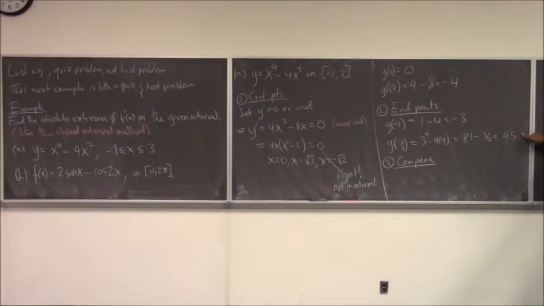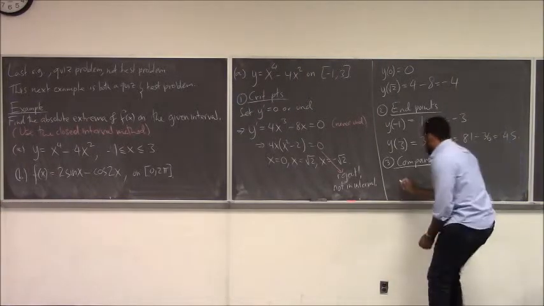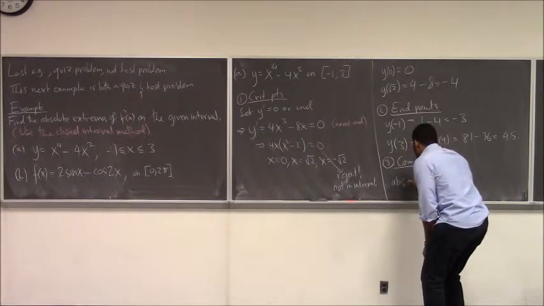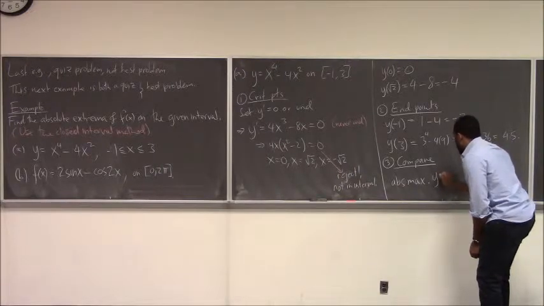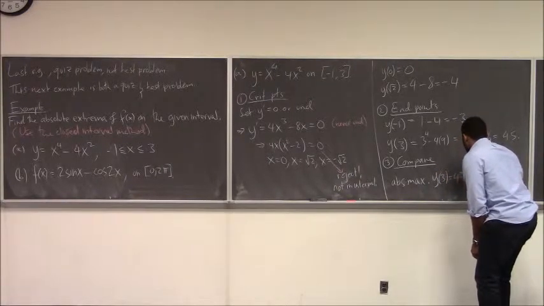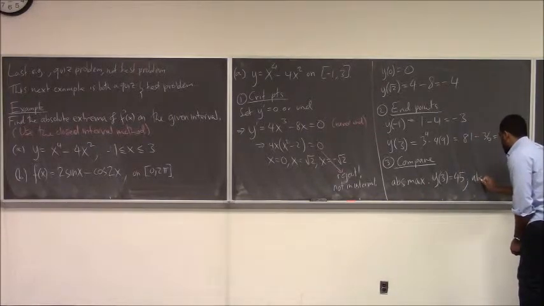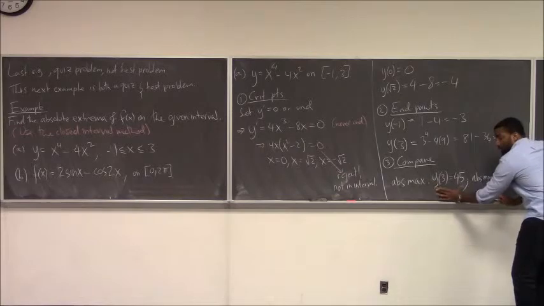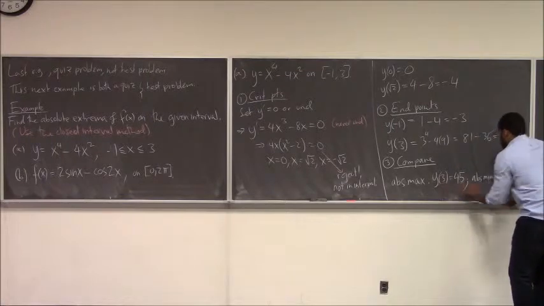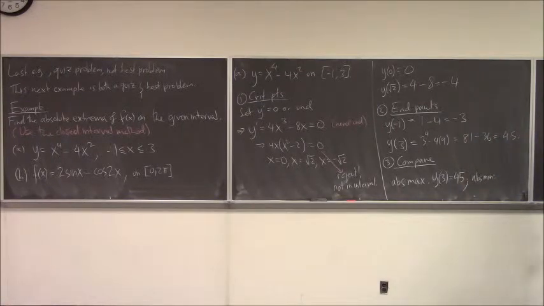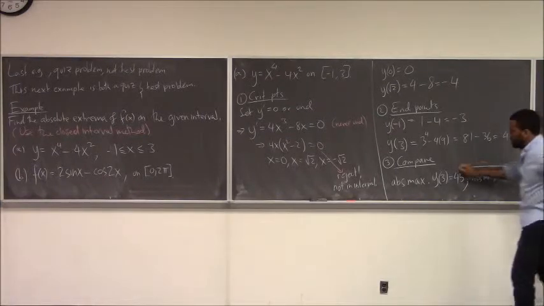So the absolute maximum here happens at the endpoint. It happens at 3. So I'd be able to say absolute max is y of 3 equals 45. And I'll be able to say absolute min. It's customary to express it this way, to express both what the x value is and what the output is. The absolute minimum will be the smallest one. That happens at one of the critical points, that's -4. So it's y of radical 2 equals -4. And that's my answer.